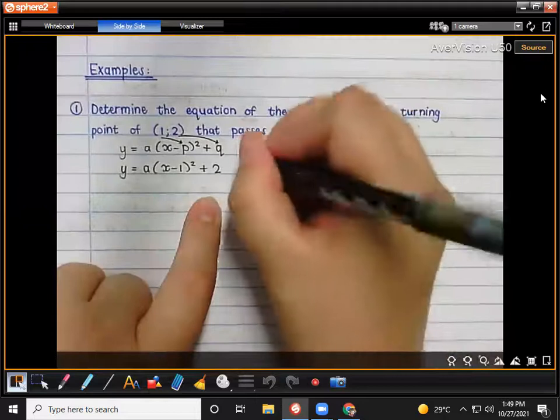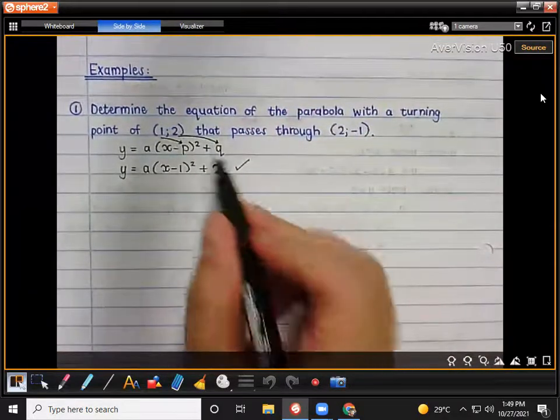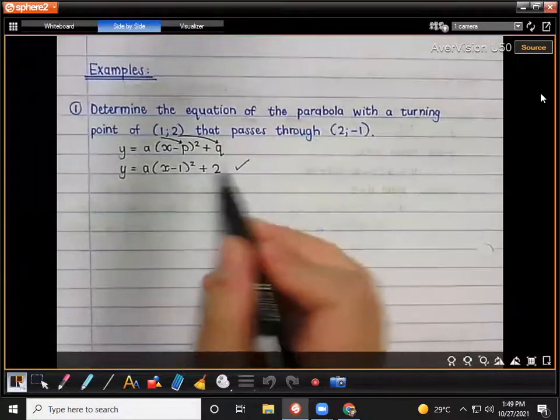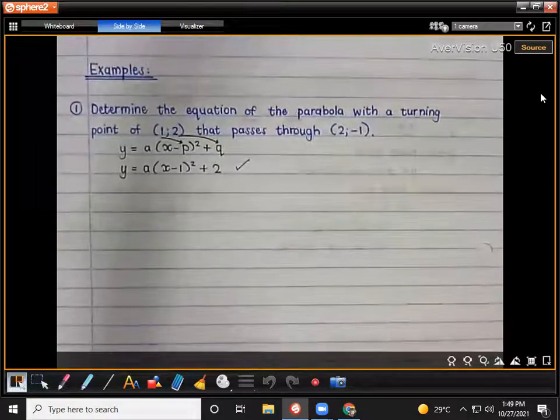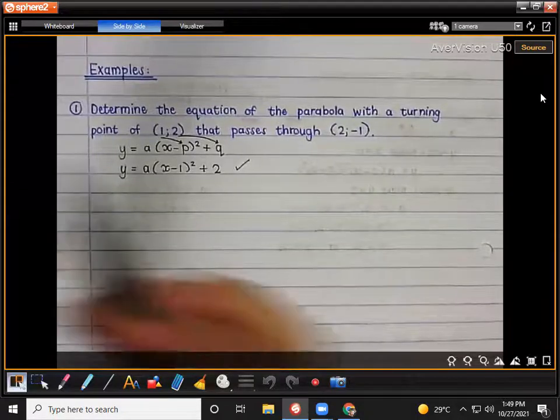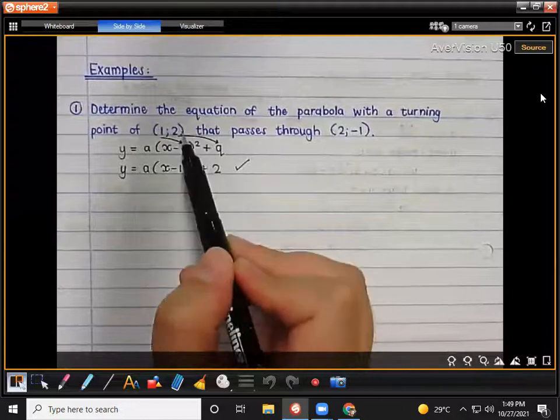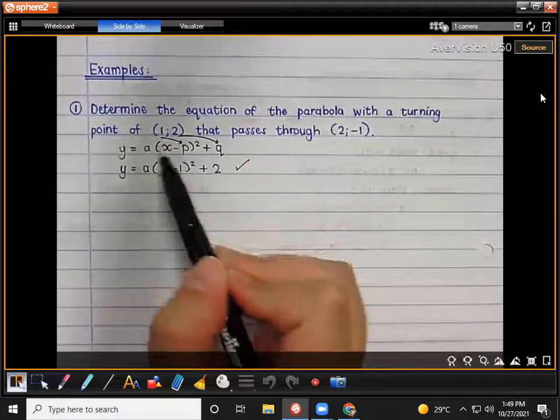Right, and guys, for that, you get your first mark. Possibly your second, they might give you a mark for writing this down, but you'll definitely get a mark for doing that. We still need to find a, all right? We can't just assume that a is 1. It might be, but a could also be something else. So we have used the turning point. We're not going to use the same point twice.